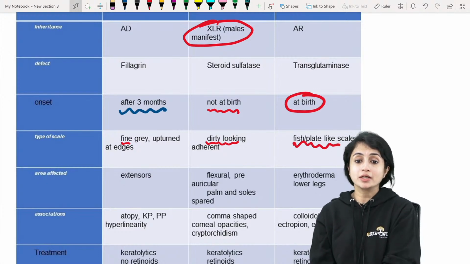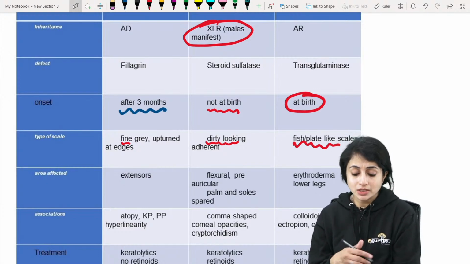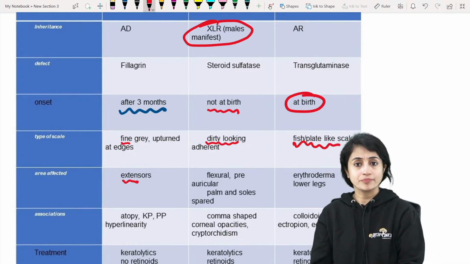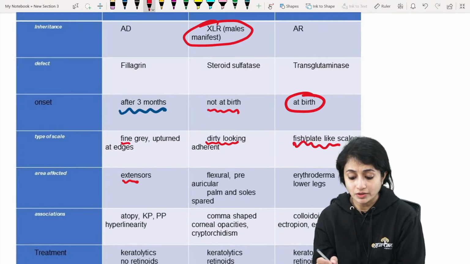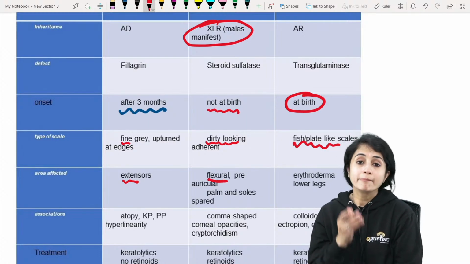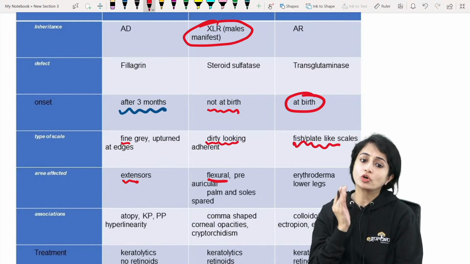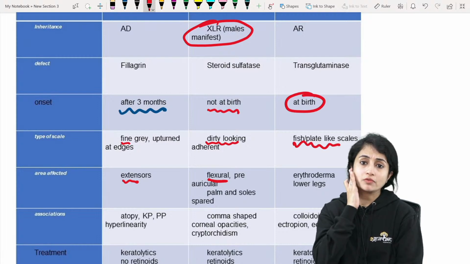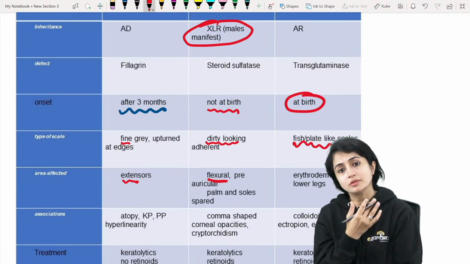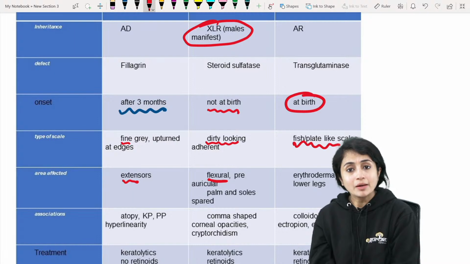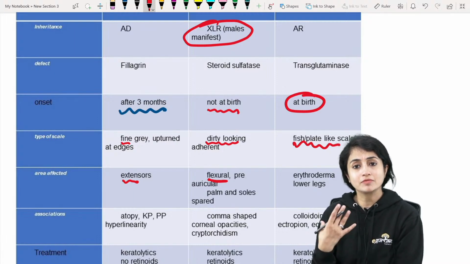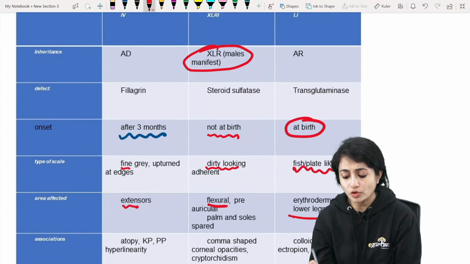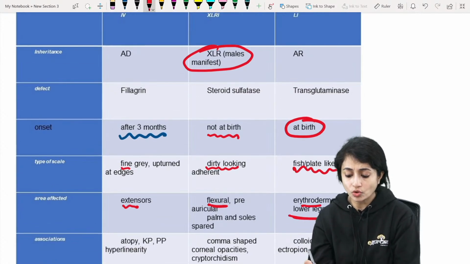Then what are the areas affected? Ichthyosis vulgaris typically will affect my extensors, here, legs. Whereas XLRI will affect mainly the flexures, but classically involves the preauricular area, the neck area. This is classically involved. So if they give you an image which has lesions here, this is XLRI. Whereas lamellar ichthyosis will either present with erythema and scaling, which is present all over the body, or it will be predominantly on the lower legs. So lower legs or erythroderma.